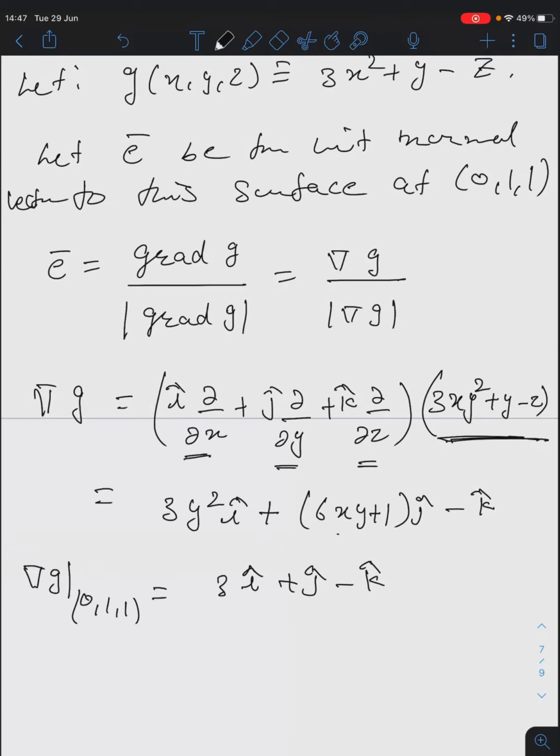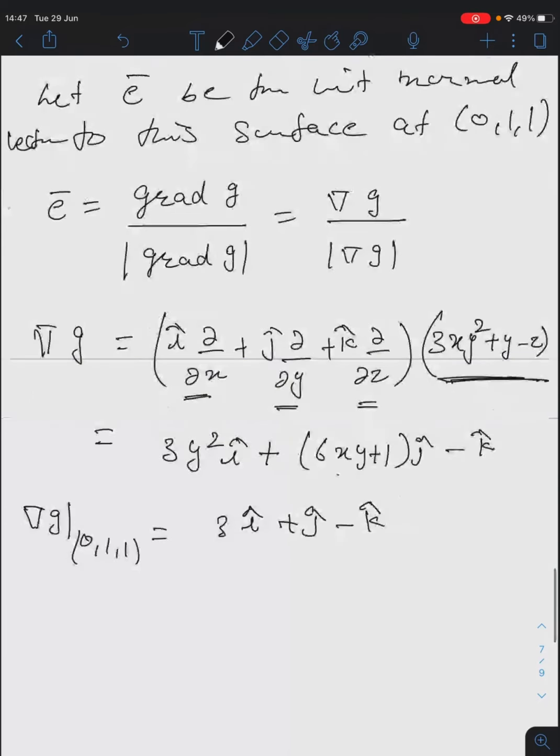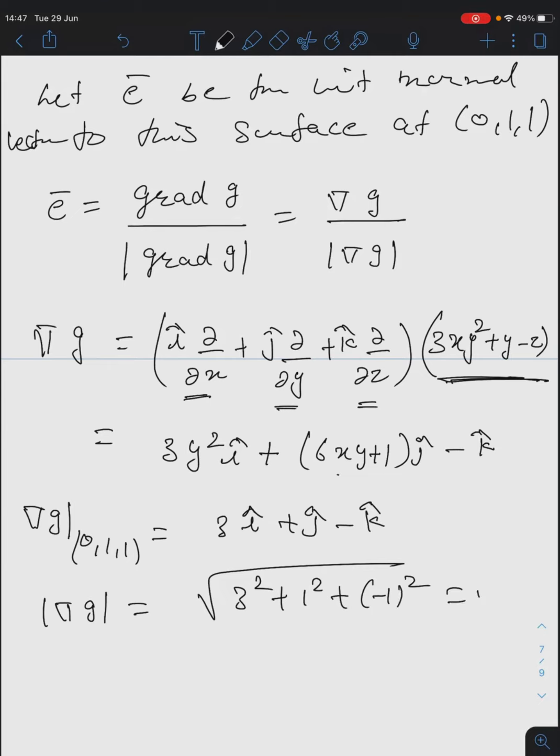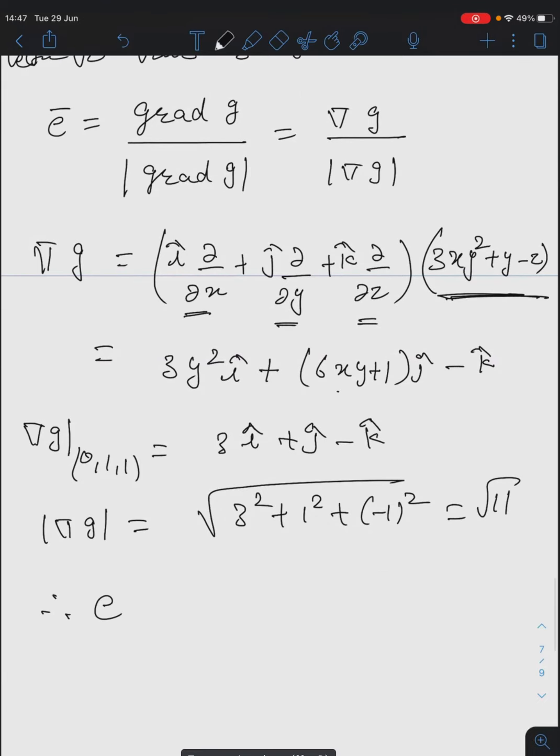So 3i plus j minus k cap. This is your del g. Now what is mod of del g? Mod of del g is root over 3 square plus 1 square plus minus 1 square, so that is root 11. Therefore our unit normal vector E bar will be equal to (3i cap plus j cap minus k cap) by root 11. This is how you calculate the unit normal vector to the given surface at a given point.